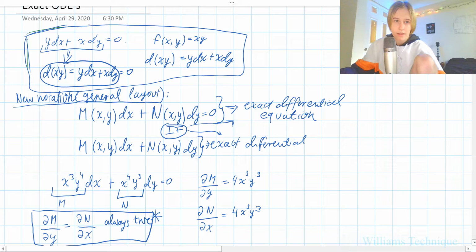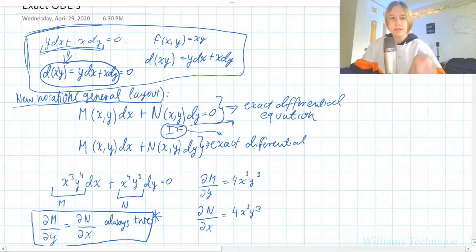Alright, so this up top here is an example on why we use exact ordinary differential equations. So we have y dx plus x dy equals 0. Now if we look at this closely, we can see that this y dx plus x dy is equal to the derivative of the function xy.